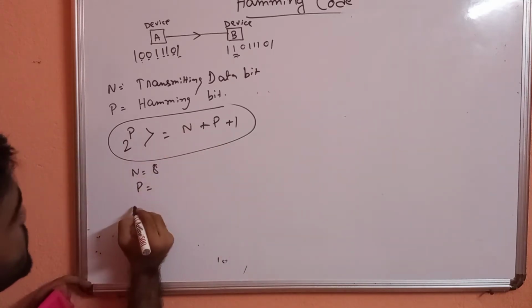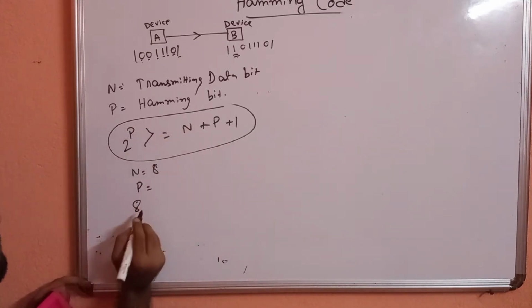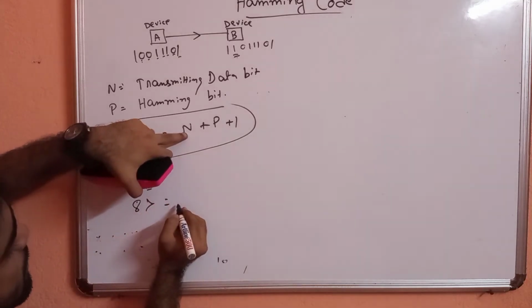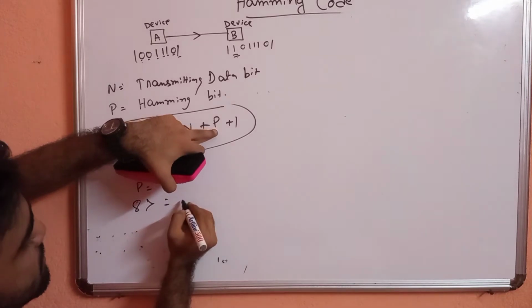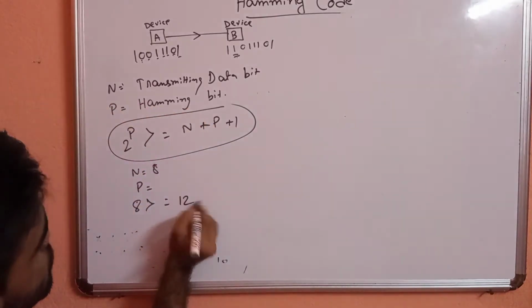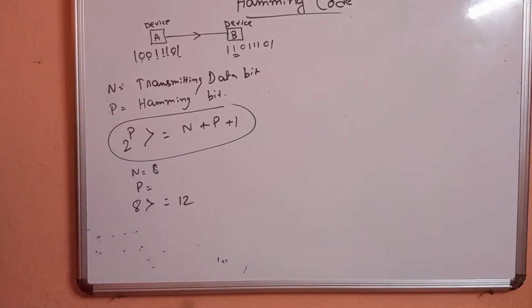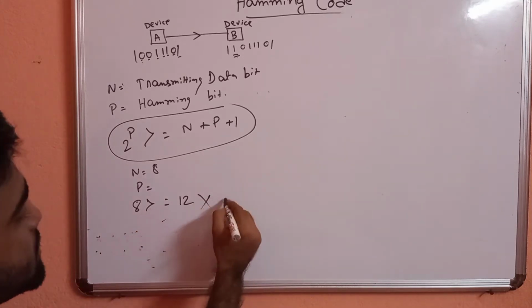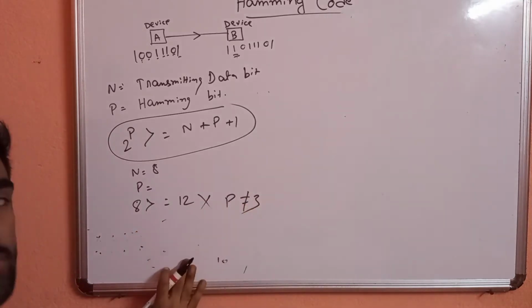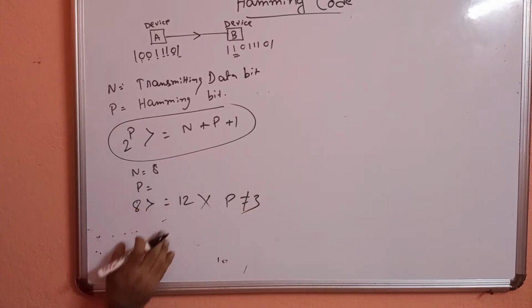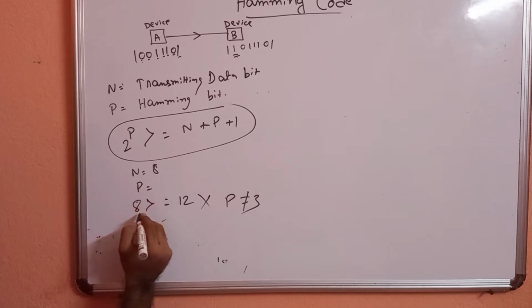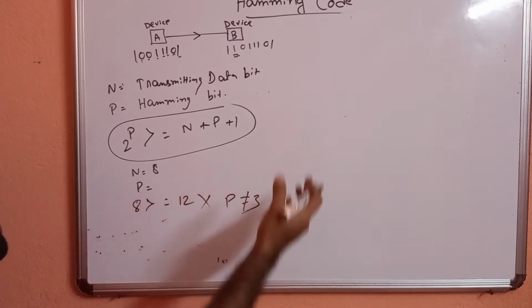In this relation, let us put a random number. Suppose first we put 3. 2 to the power 3 is 8. Greater than or equal to 8 plus 3 plus 1, that means 12. Is it correct? No, it is not correct. That means p cannot be 3. Now consider p equals 4. We have to consider a greater number, since it does not hold for 3.